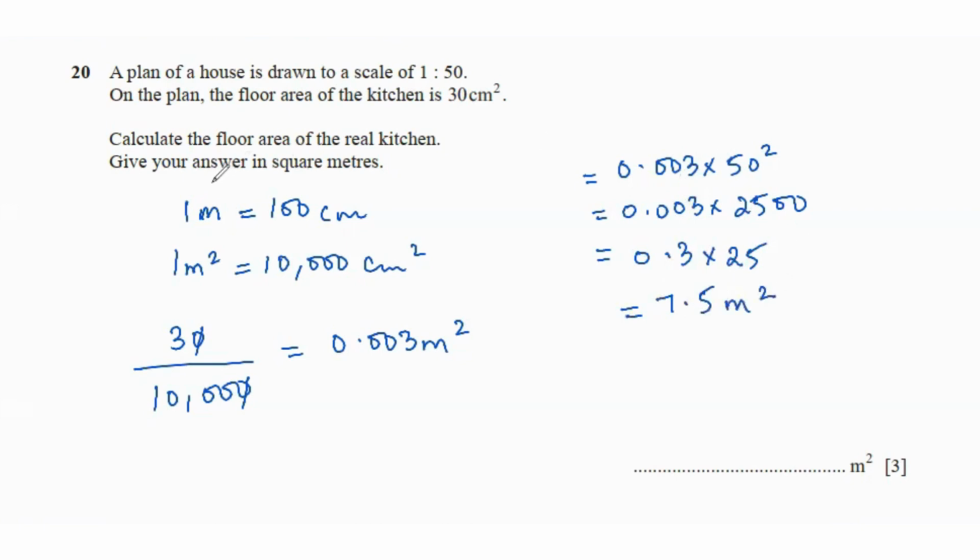So we start with first converting your kitchen floor area measurement from centimeter square to meter square, and then we square the scale as well, because the scale is for 1 centimeter to meter, not meter square. That's why we had to square 50 as well, since we're talking about the area over here.